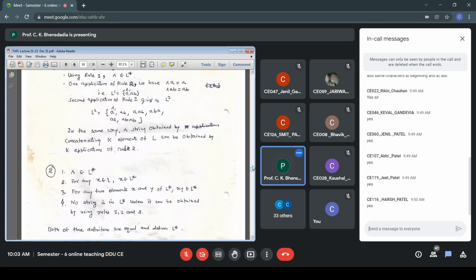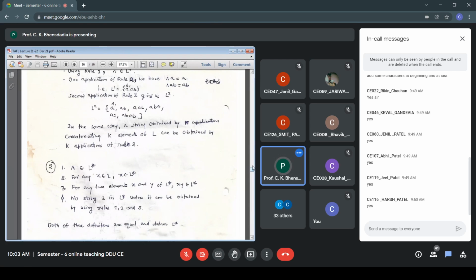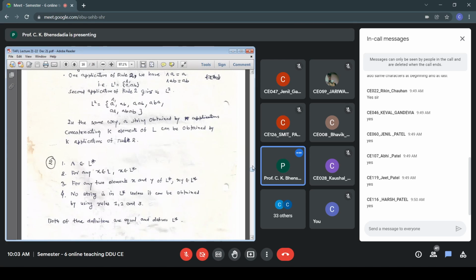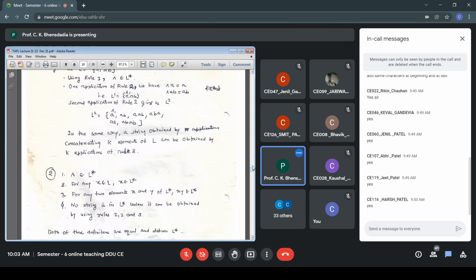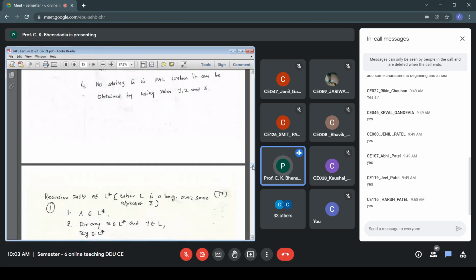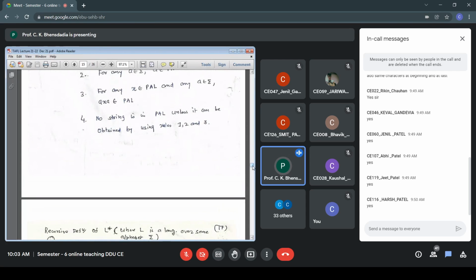Once again, both the definitions are equal and define L star precisely. Again, formally this can be proved. Both the definitions are equal and define L star. So that was another example, a recursive definition of L star.